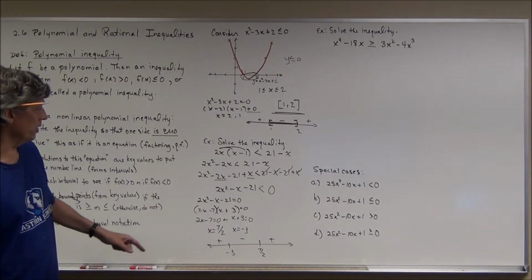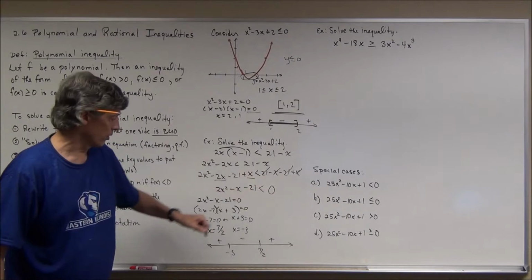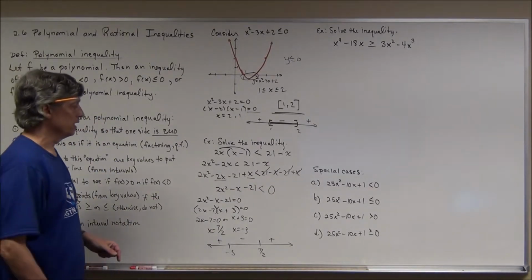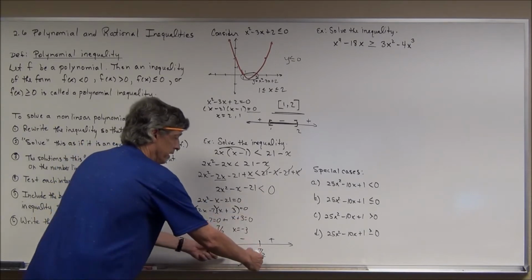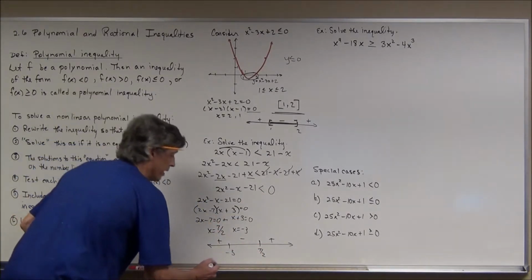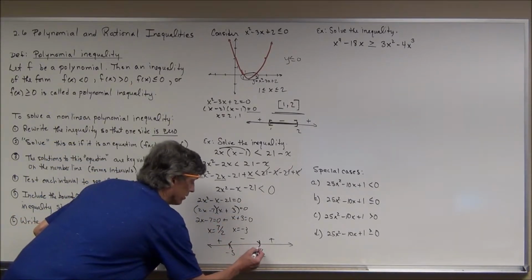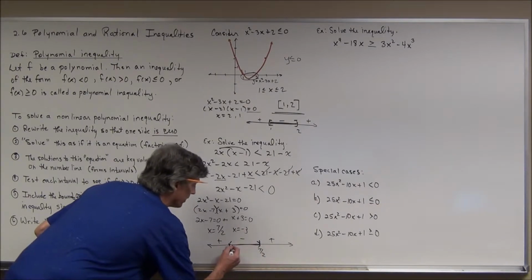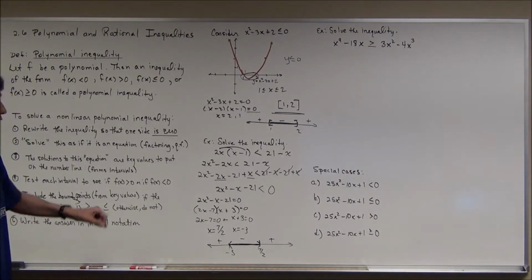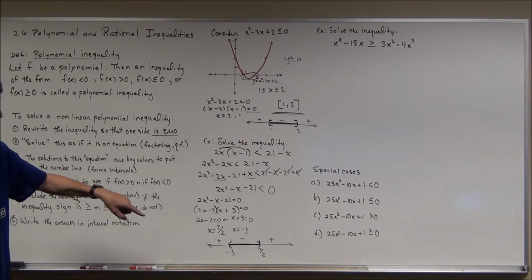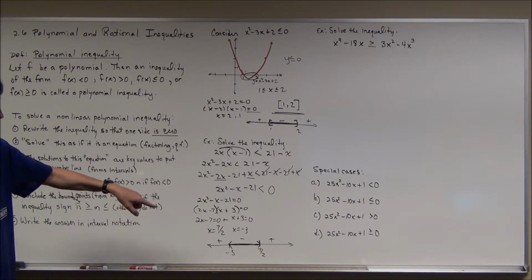Now I want where it is less than 0. Less than 0 means that it's negative. So I want this, but I don't want the key values. I don't want the boundary points. So I am going to use parentheses, parentheses, and everything in between. Now, I draw all of this out on my number line so that I can easily write my solution set in interval notation.